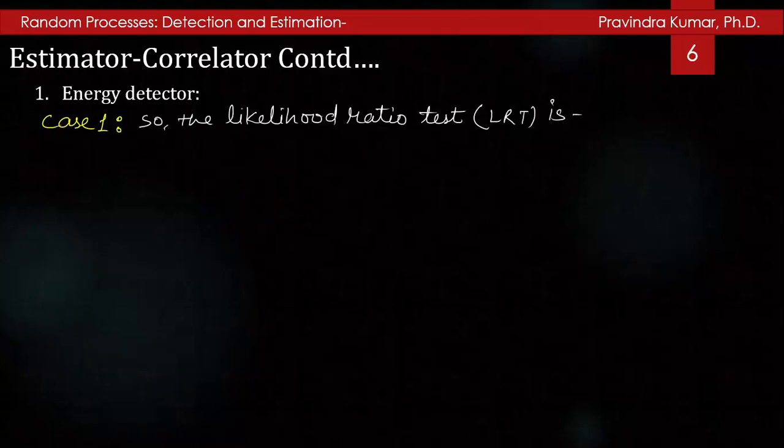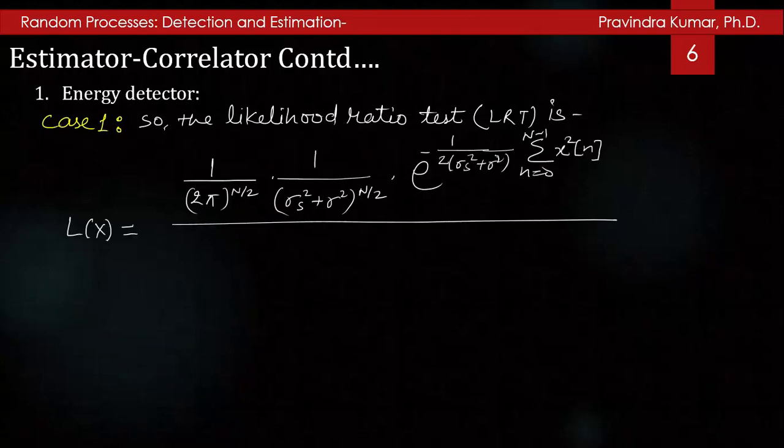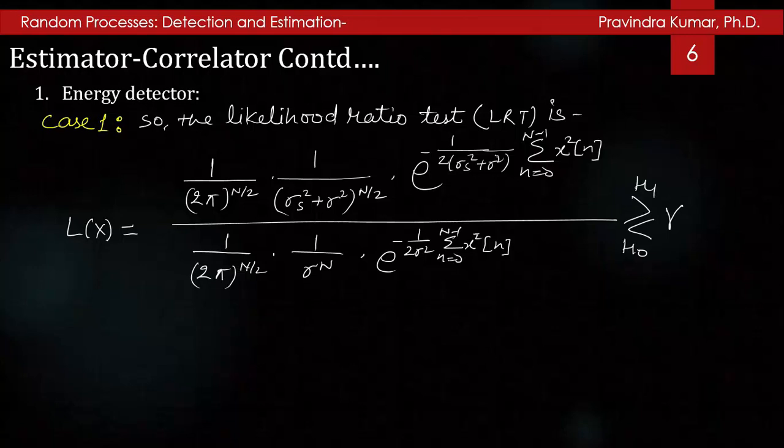So the likelihood ratio test is L(x) equal to 1 by 2 pi to the power N by 2 into 1 by sigma s square plus sigma square to the power N by 2 into e to the power minus 1 by 2 into sigma s square plus sigma square, summation n equals 0 to N minus 1 of x square n, divided by the PDF under hypothesis H0, which is 1 by 2 pi to the power N by 2 into 1 by sigma to the power N into e to the power minus 1 by 2 sigma square, summation n equals 0 to N minus 1 of x square n, and this is greater or less than some threshold value gamma.